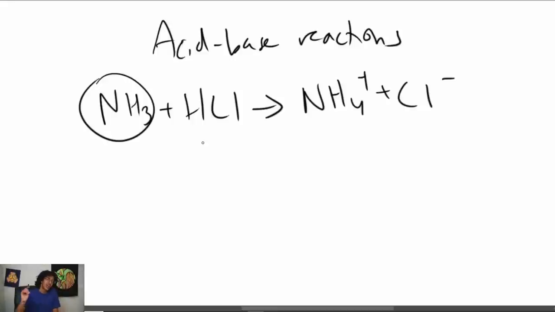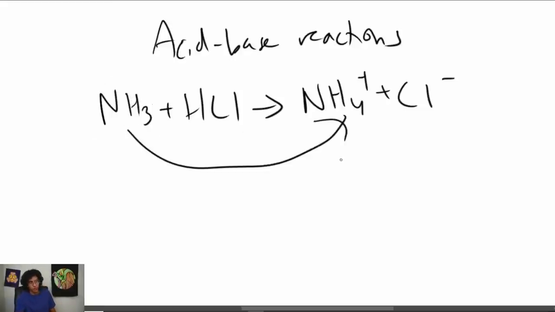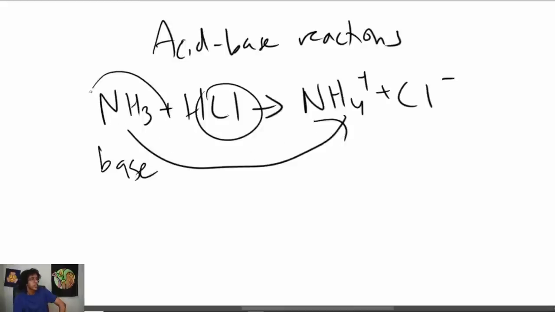But the answer is, it is a base. Even though it has three hydrogens, no one cares. The only thing we care about is what it actually does. You can see that it goes from an NH3 to an NH4+. So clearly, it grabbed an H+. It snatched it from the Cl-. The Cl- is all alone and scared now. But clearly, this guy is a base because he is snatching an H+ from the Cl-. And essentially, if this guy is a base, then this guy has to be an acid.